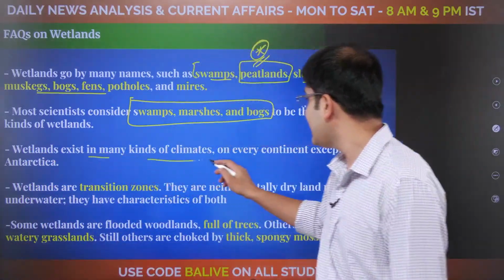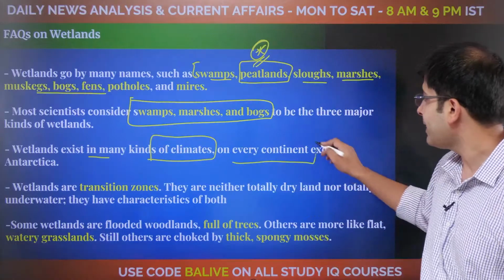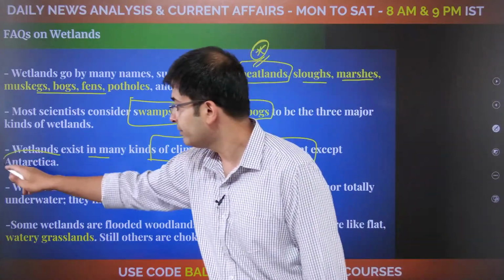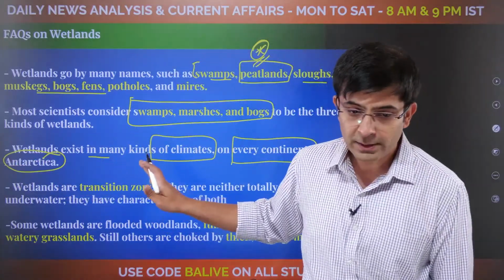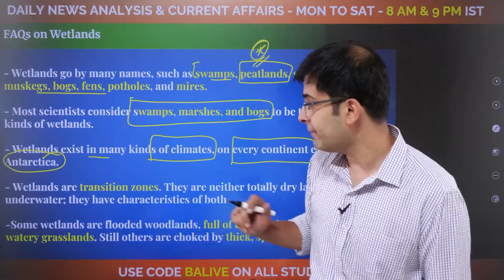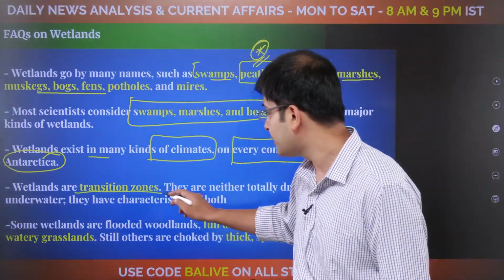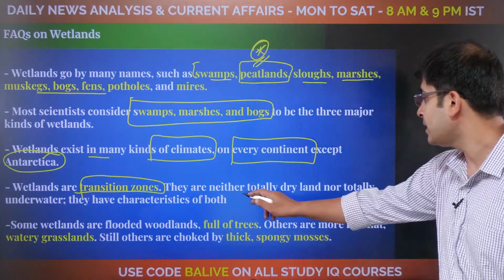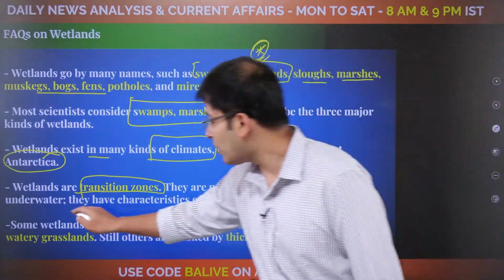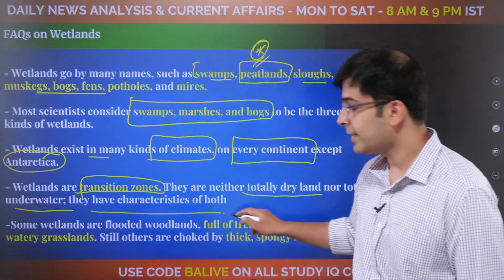Wetlands exist in many kinds of climates on every continent except Antarctica. Again, an FAQ, an important slide from the prelims perspective. As I told you, they are transition zones, which means they are neither totally dryland nor totally underwater. They have characteristics of both. Which means the flora, the fauna, the habitation, everything has a lot of intermingling happening.